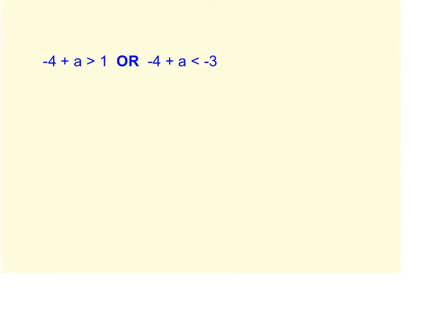So this is what an "or" inequality could look like. We have -4 plus a is greater than 1, or -4 plus a is less than -3. So for these "or" inequalities, and an "or" is easy to spot because it has the word "or" written right in it, what we're going to do is solve each inequality separately, and our final answer will have that "or" in there. So on the left side, I have a -4. I'm going to go ahead and add 4 to both sides. So I'm kind of thinking about these as two separate problems right now.